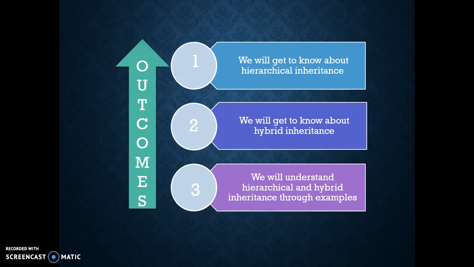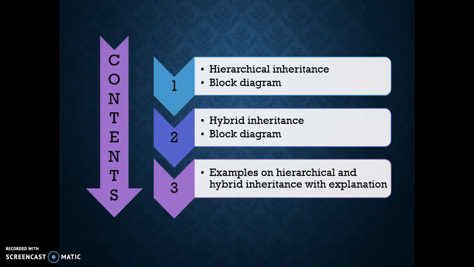Outcomes are: we will get to know about hierarchical inheritance and hybrid inheritance. We will understand hierarchical inheritance and hybrid inheritance through examples. Contents: hierarchical inheritance and its block diagram, hybrid inheritance and its block diagram, example on hierarchical and hybrid inheritance with explanation.